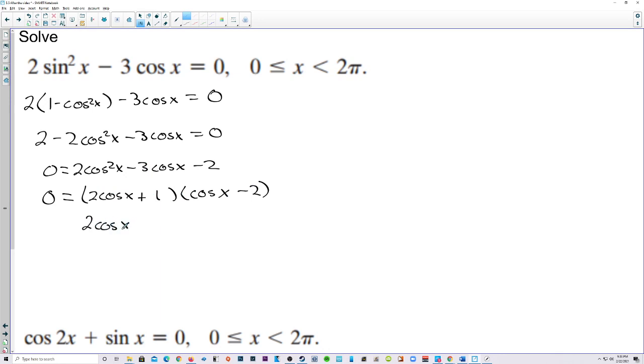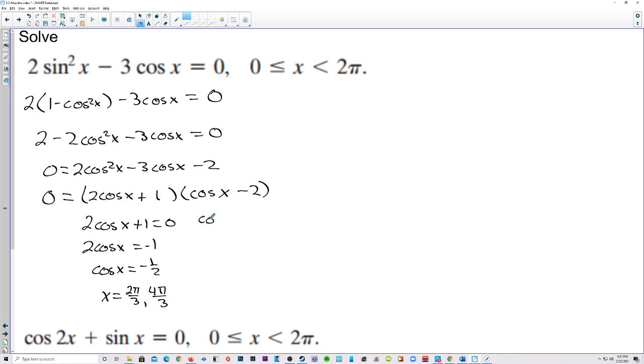Well, 2 cosine of x plus 1 is equal to 0. 2 cosine of x is equal to negative 1. Cosine of x is negative 1/2. So where is cosine negative 1/2? That's 2 pi over 3 and 4 pi over 3.